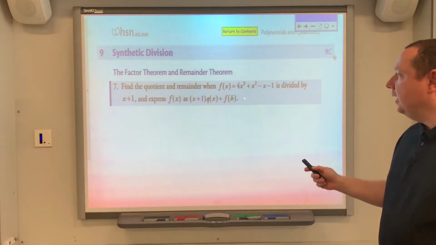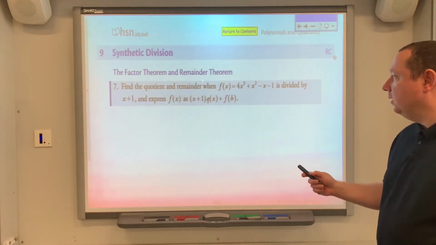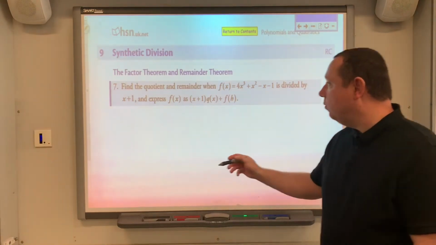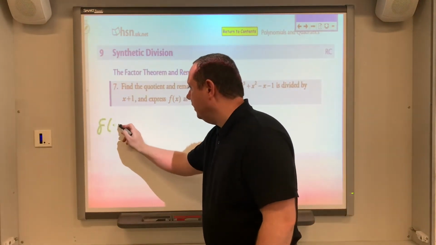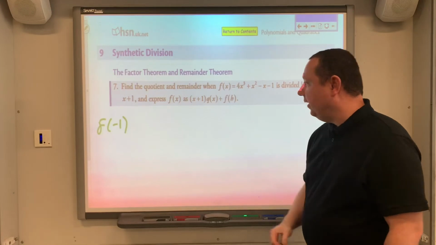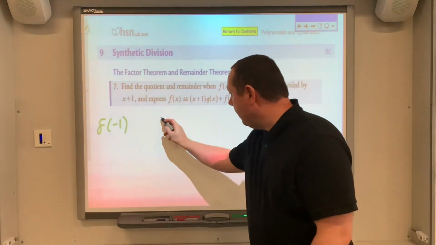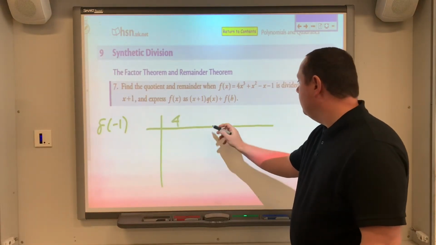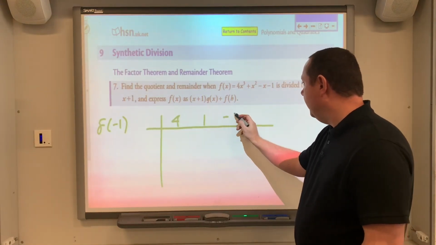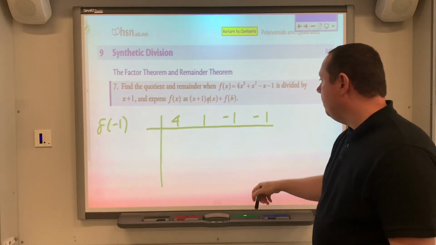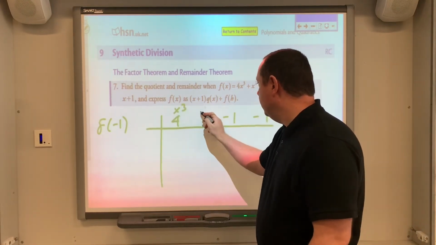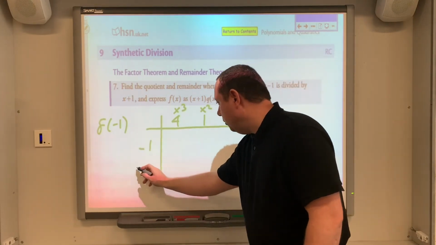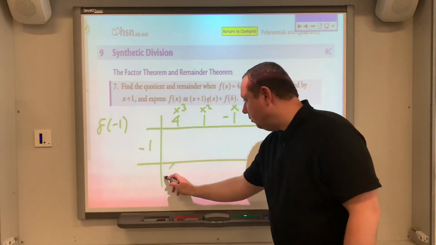Find the quotient and the remainder when f of x is this, and it's divided by x add 1, and express it in the standard form, x add 1 times quotient plus remainder. So if it's divided by x add 1, we should substitute f of minus 1 into the equation, because h will be minus 1. So we've got 4x cubed, 1x squared, minus 1x, and minus 1. Remember, this is my x cubed, x squared, x and number. Substituting minus 1 in, we drop the 4 down.